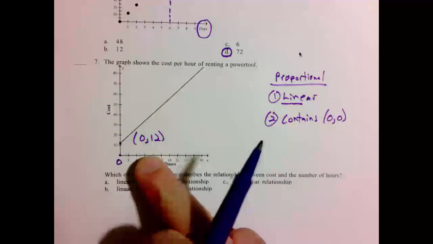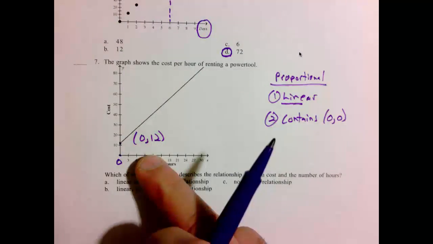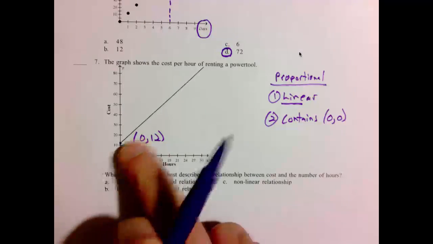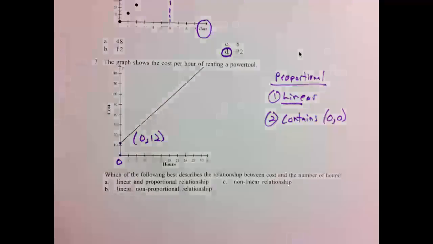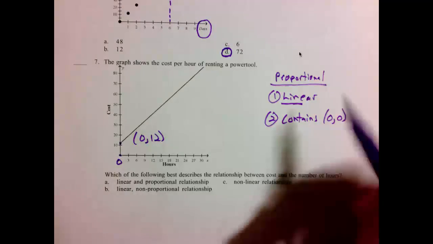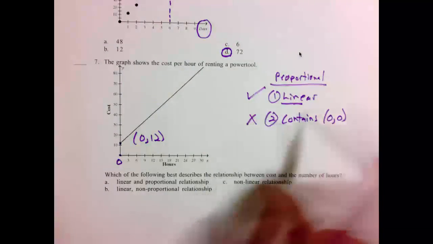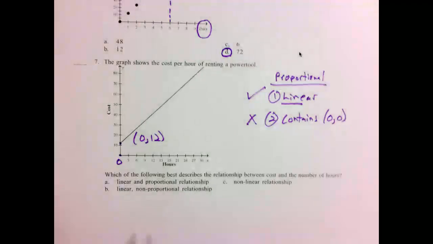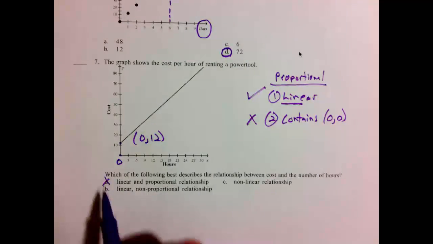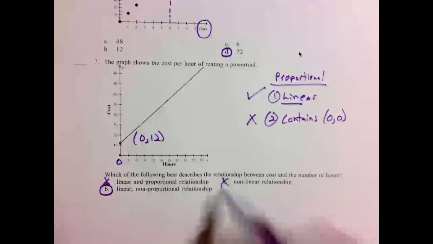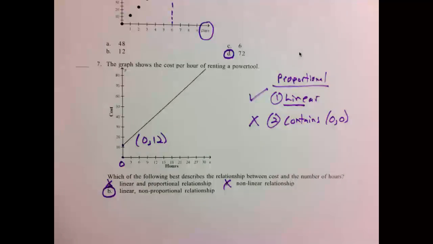That is, there is an initial cost of renting the power tool. Often when you pay for goods or services, they'll charge you some amount up front and then some amount for each hour after that. So the cost of renting this power tool is linear, but it indeed is not proportional because it does not contain 0, 0. So linear and proportional, no. Linear but non-proportional, yes it is indeed. Non-linear, no, it's a straight line for sure. 7 is B.